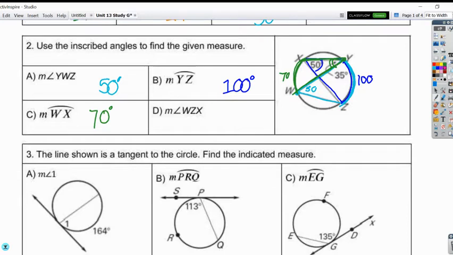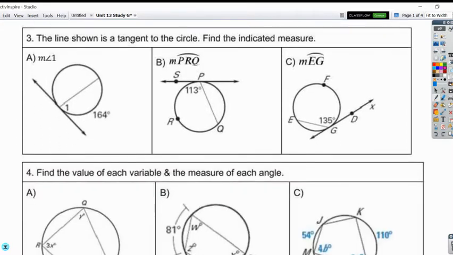And then when we go looking at part D for angle WZX, from W to Z to X, I have an inscribed angle. Z is my vertex on the circle. The arc of that is still an ice cream scoop with the same 70, so I'm going to have to divide that by 2 to get my angle. That's going to give me 35 degrees.